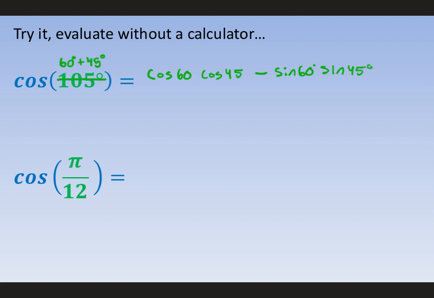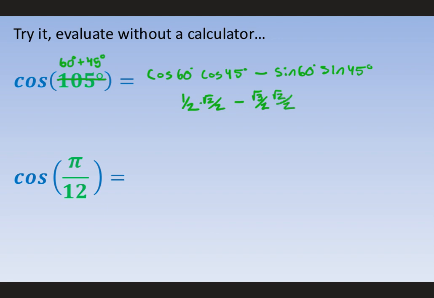Now, it's been a little while. Hopefully you remember these from last semester, how to evaluate them relatively quickly. If you don't, definitely something you want to brush up on. Cosine of 60 is 1/2. Cosine of 45 is root 2 over 2. Minus sine of 60 is root 3 over 2. Sine of 45 is also root 2 over 2.